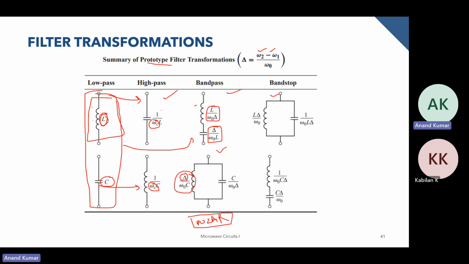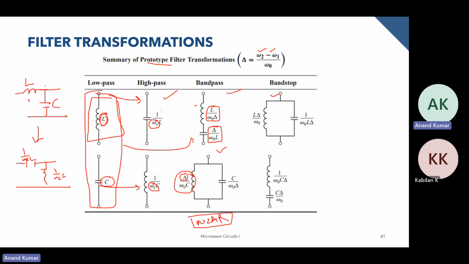So what I'm trying to say is, for example, this is your low pass filter, right? And you want to change it to a high pass filter. You will replace this inductor by a capacitor, and this capacitor by an inductor. For example, you had found their values as L and C. Instead of L and C, you would write them as 1 by omega c L and 1 by omega c C. This is your high pass.